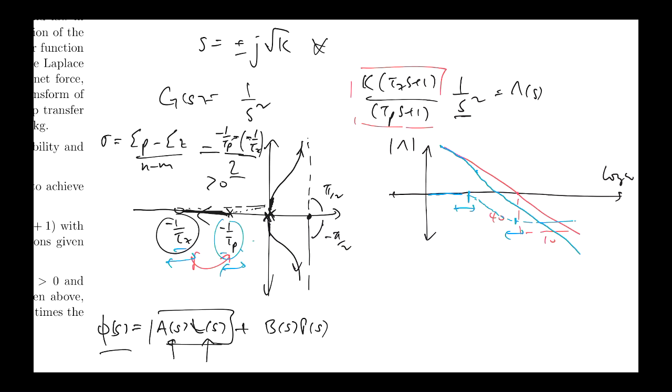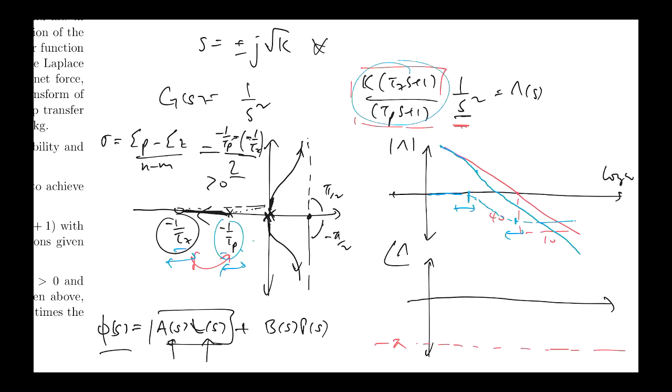But if you look at the phase, you can see that what happens is that the phase due to the double integrator will always be at minus pi, all right? And the lag compensator will always be giving you phase lag, right?